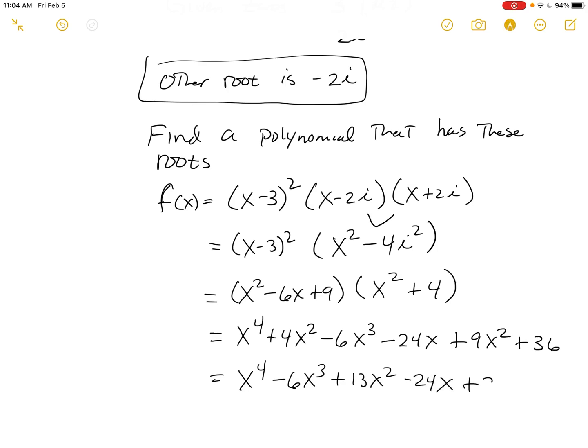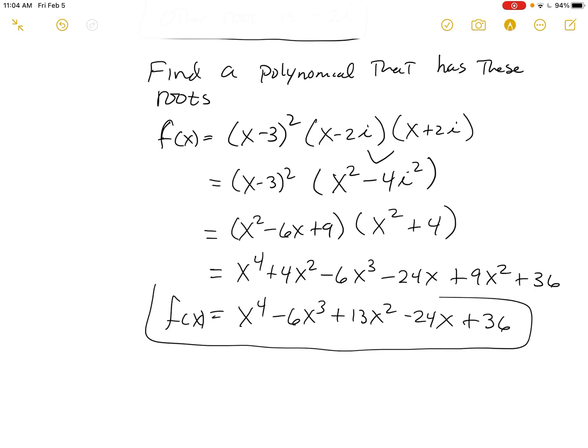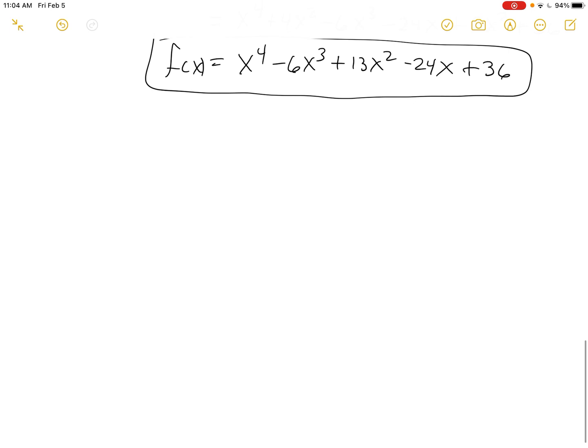And then a 36 coming through. So we just combine those like terms. So you'll type that in, that last polynomial there, in order to get credit for a polynomial that would have those roots. Obviously, if we doubled everything, it would still have the exact same roots because we'd factor that out. So this is just one of an infinite number of ones that can be adjusted. All right. So that's going to be one type of problem in there.